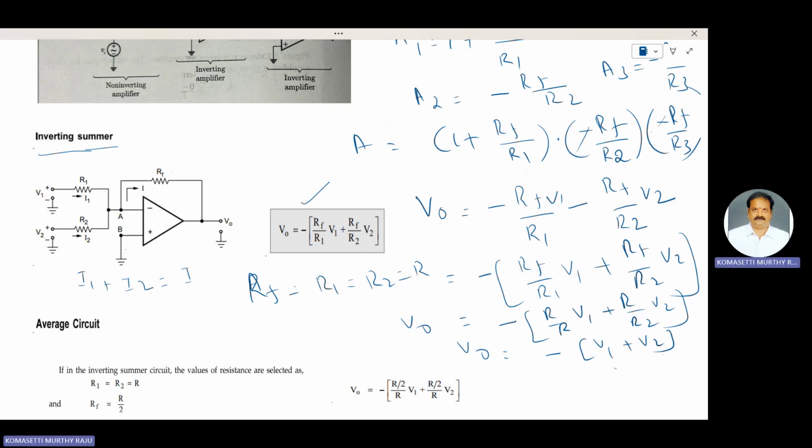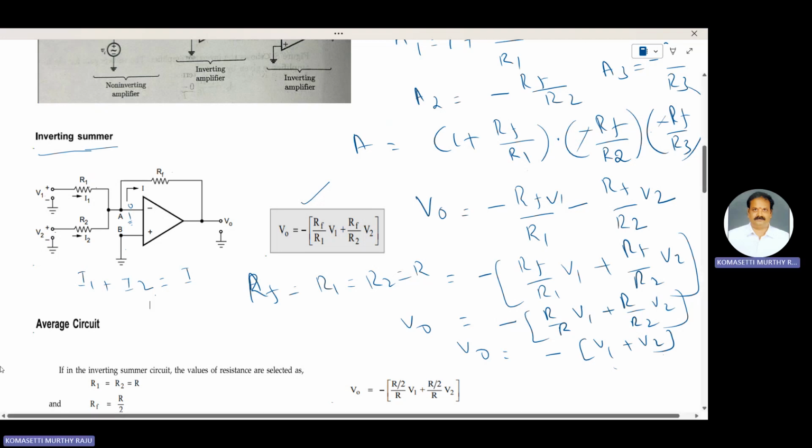I1 is equal to V1. B is at ground potential. A is also at ground potential, 0 volts. I1 is equal to V1 by R1. I2 is equal to V2 by R2. I is equal to minus V0 by RF. Therefore, V0 is equal to minus RF by R1 V1 plus minus RF by R2 into V2. Remember this expression, the V0 expression.